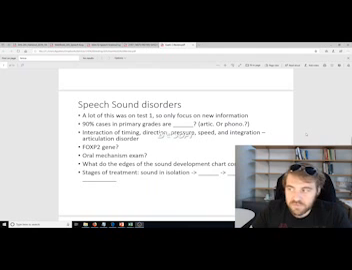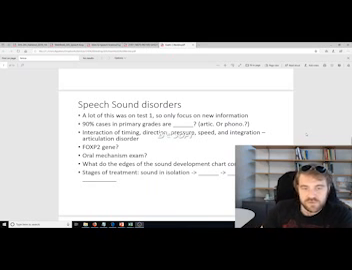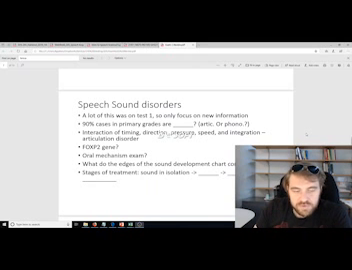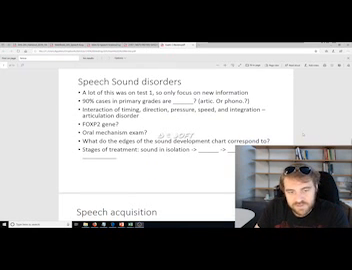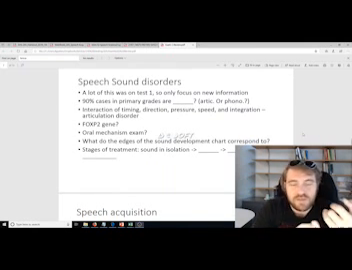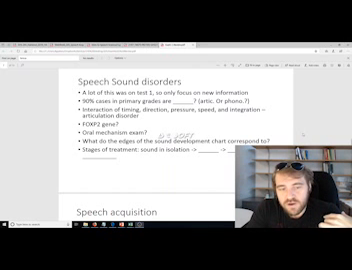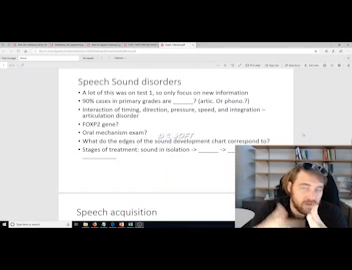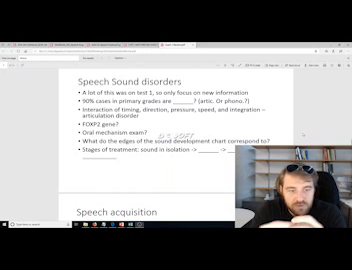So speech sound disorders, this one, like I say on here, there was a lot of stuff that was a little bit of review. But 90% of cases in primary grades are going to be articulatory problems. The second one is not a question, it's just a statement that articulation disorders are interactions of timing, direction, pressure, speed, and integration of all those things. That's what creates an articulation disorder.